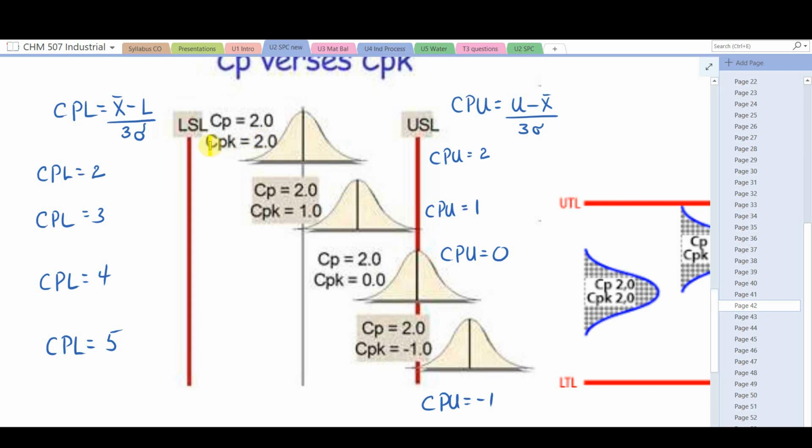Well, Cpk, notice, is the lower of the two values. Cpk is 1 here and Cpu is 1. Cpk is 0 because Cpu is 0. Cpk is the lower of Cpu or Cpl for a given situation. Cpu is -1, so Cpk is -1. All right, so that's a better measure of how capable a process is.